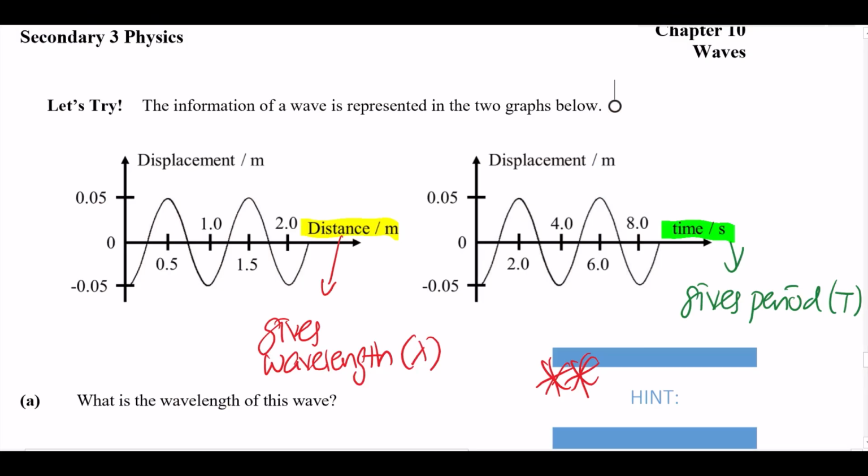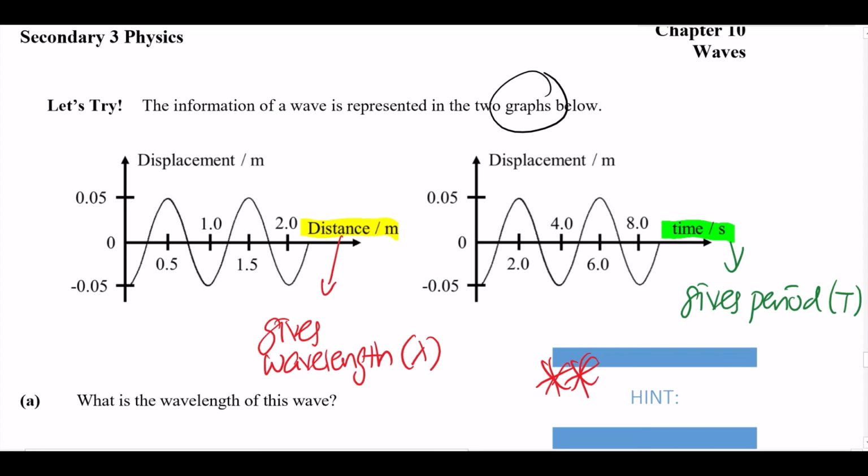So now we have seen through the simulation what frequency, amplitude and wavelength mean. Let's try one example. Let's consolidate what we have learned in this particular example. This is a very typical question. So let's take a look. The information of a wave is represented by two graphs shown below.